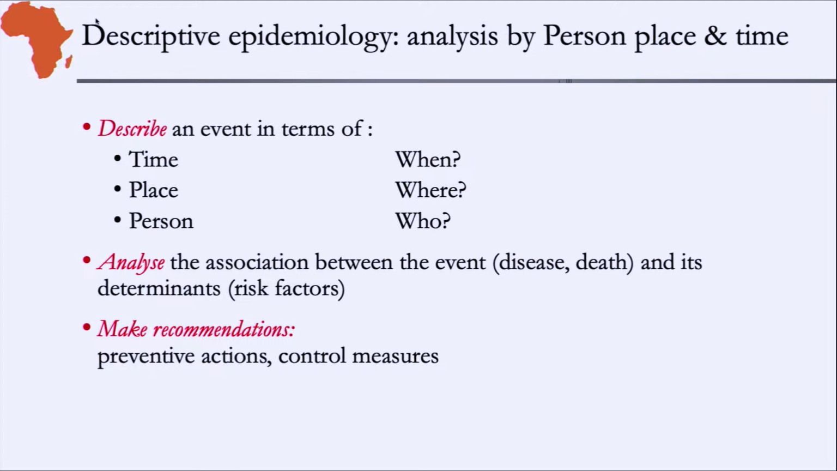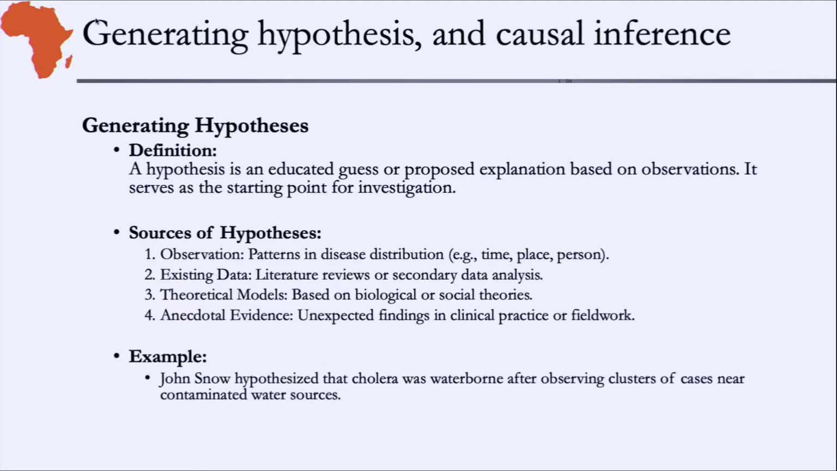And then once you understand that, we analyze the data to look at the association between the event and the risk factors. And then finally, we make a recommendation for control or for prevention. So there's this thing we are calling a hypothesis.